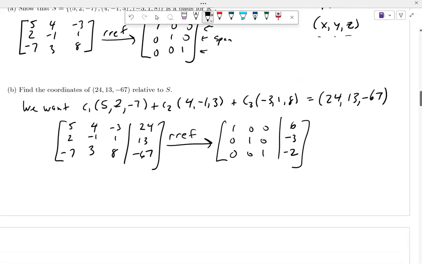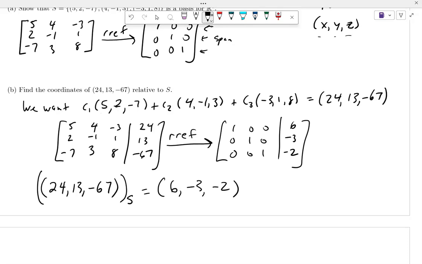All right. So the way we would write this is my vector. That's my vector in R3. I'm going to put another set of parentheses around it because it doesn't necessarily have to be a vector in R3. It could be any vector. I'm going to put a little subscript of S. So the parentheses here with the subscript of S is telling me I'm coming up with a coordinate vector. It's the coordinate vector of this relative to that basis. That's why there's an extra set of parentheses there. And then the coordinates here will be 6, -3, -2.